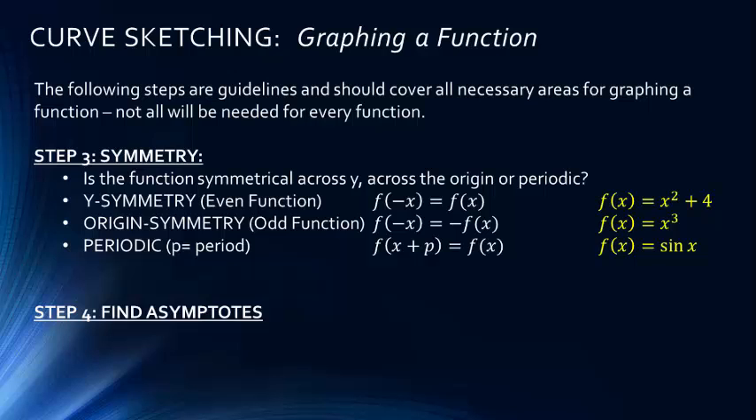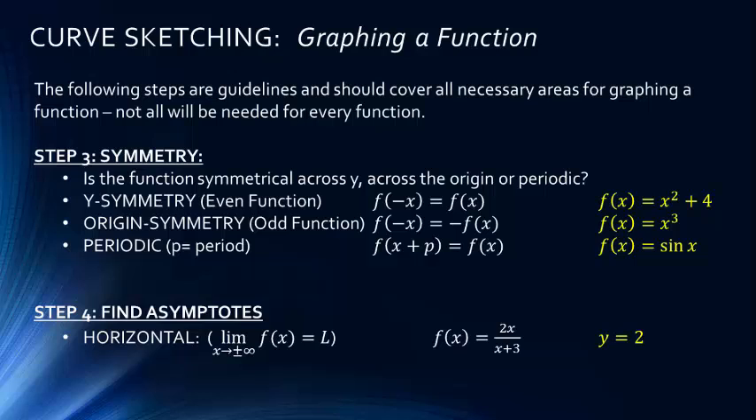Next, we're going to try to find asymptotes. Now remember, horizontal asymptotes, these are horizontal lines, y constant values, are what happens to the function when it goes to infinity or negative infinity. We started this class looking at how to solve these kinds of limits, so you should know how to solve this algebraically.